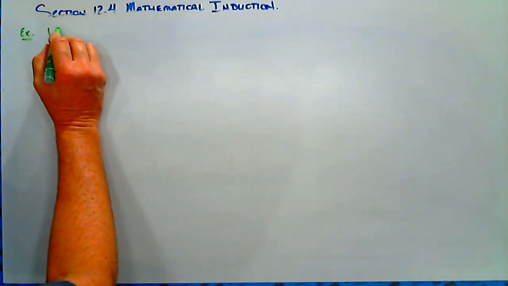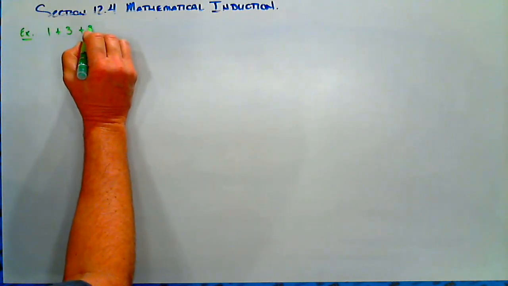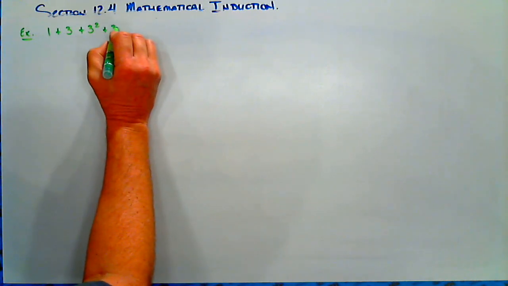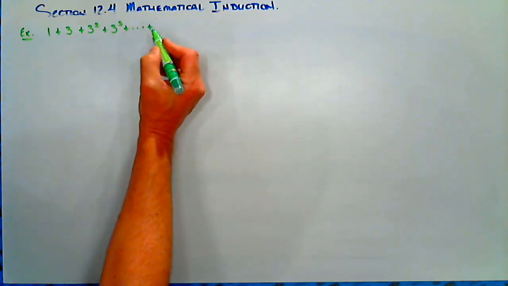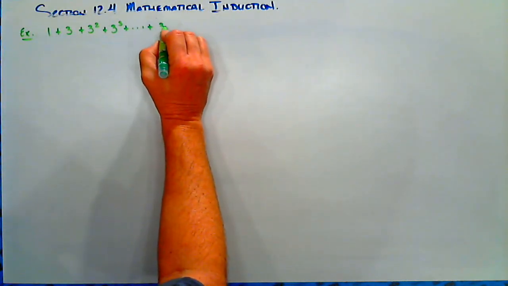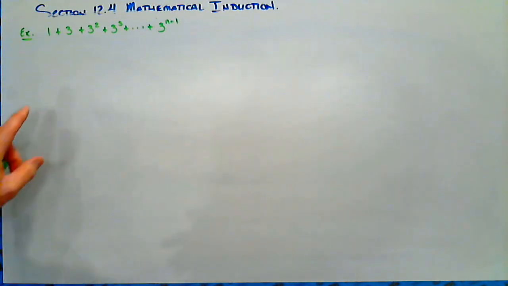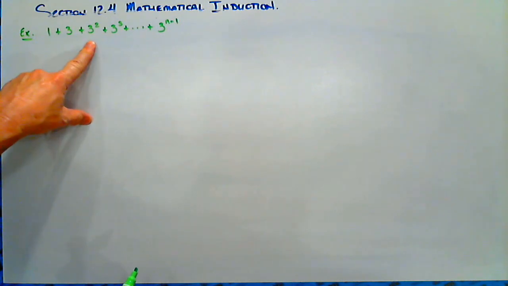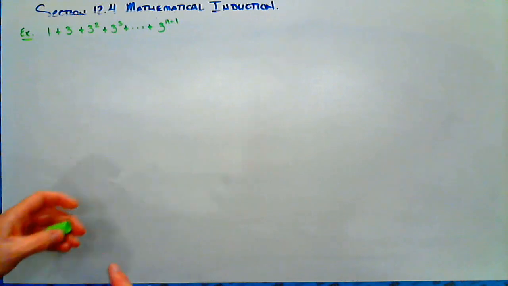It says, what happens if I take 1 plus 3 plus 3 squared plus 3 cubed plus all the way up to 3 to the n minus 1. So this is our first term, our second term, our third term, our fourth term. This is our nth term, all right?